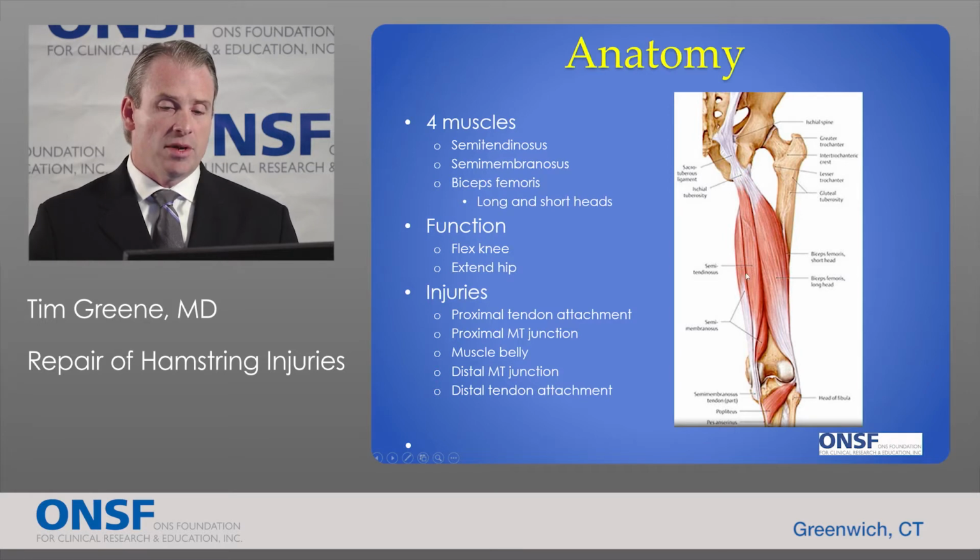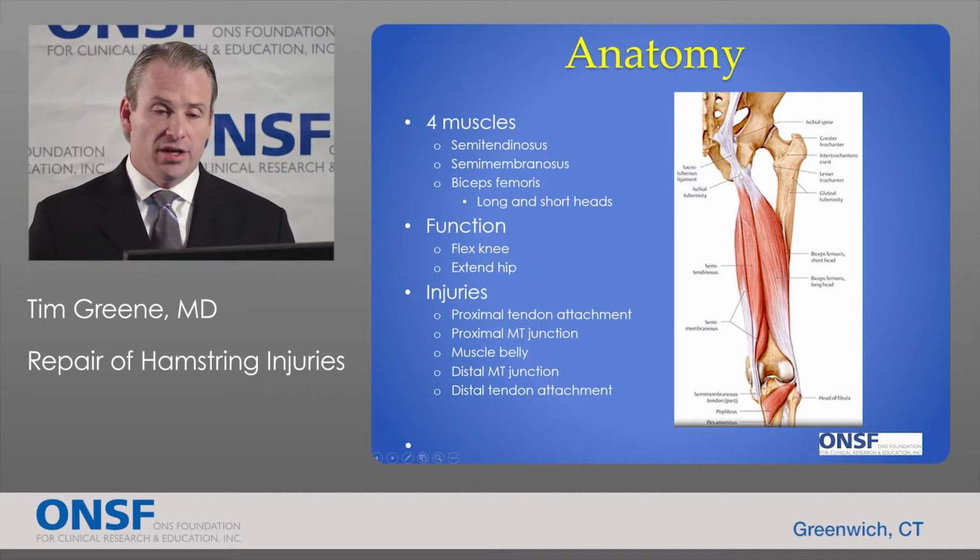Underneath that is the semimembranosus. And then we have our biceps femoris tendon, which has long and short heads, which attach to the outer side of the knee. The attachments are a little different. The attachments at the knee split, and each tendon has an attachment on the inside and the outside.